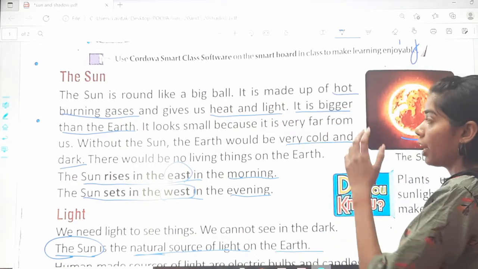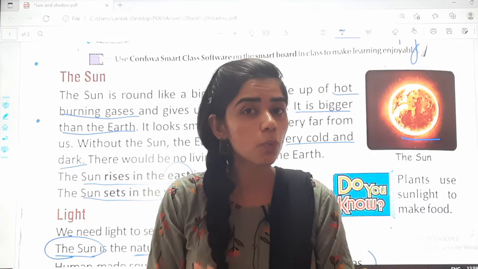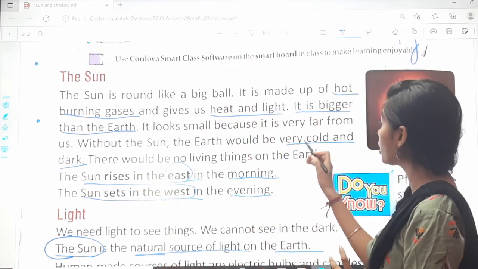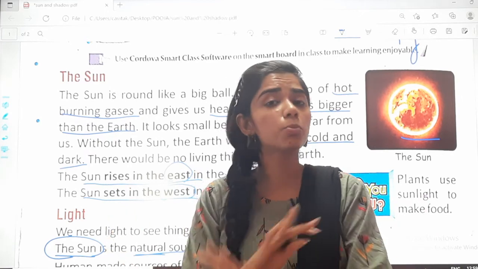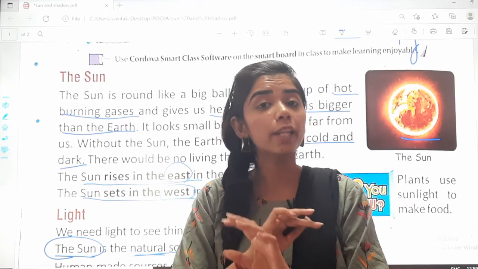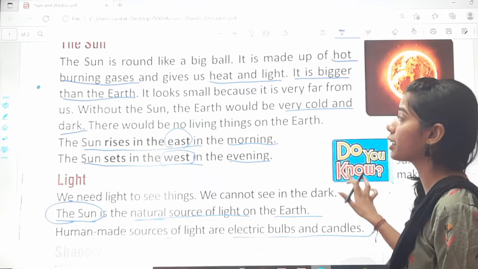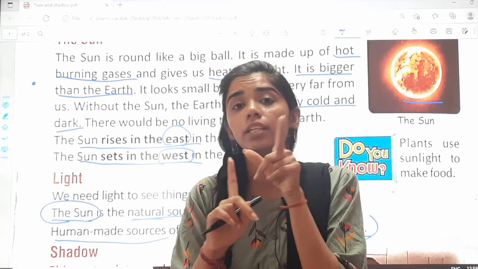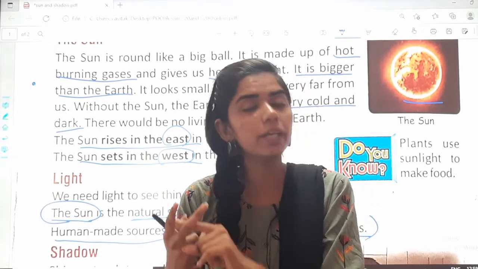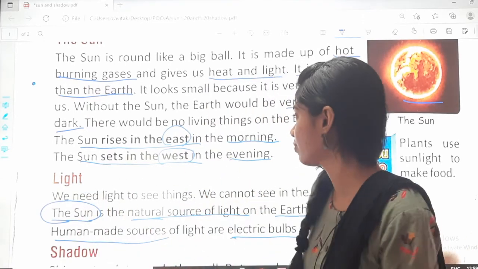Then if there is no sun, अगर sun नहीं है, imagine, so what will happen? The earth would be very cold and dark. Earth बहुत cold हो जाएगा and बहुत dark हो जाएगा. There would be no living things on the earth. कोई भी living things, be it plants, be it human beings, animals, they will not survive without the sun.